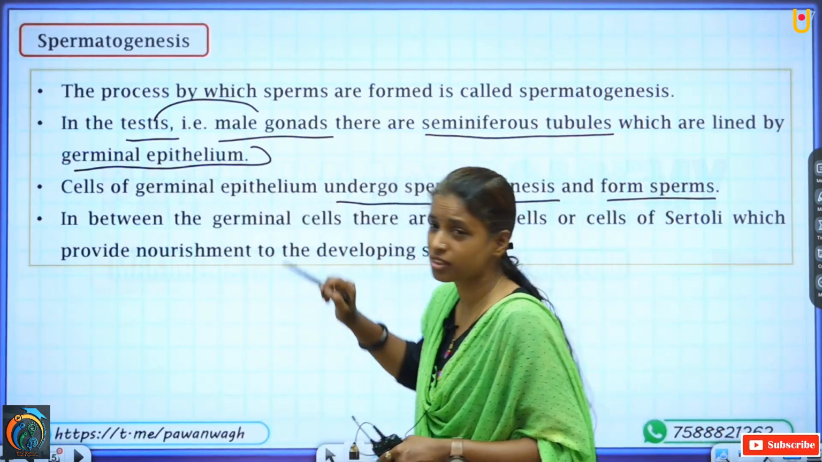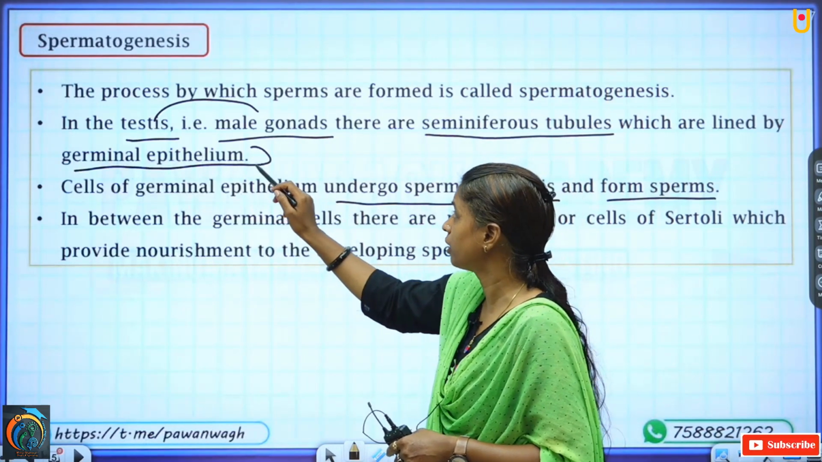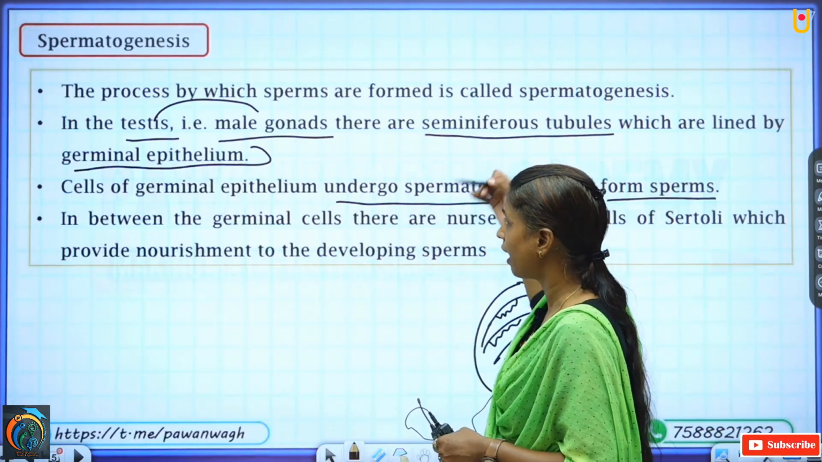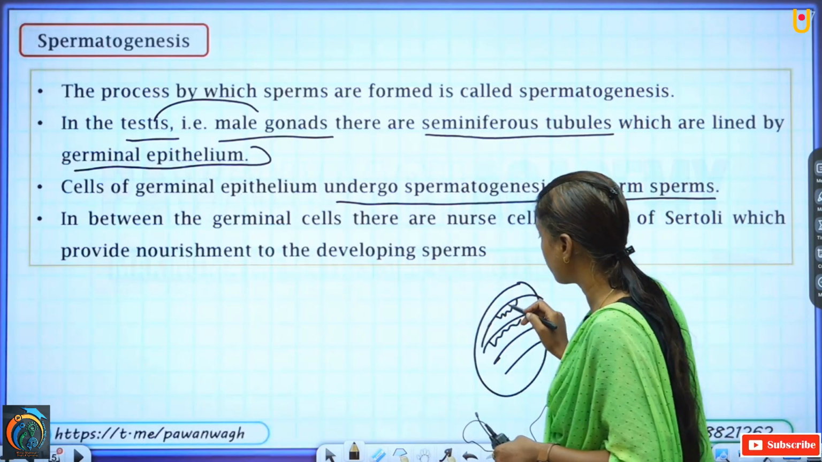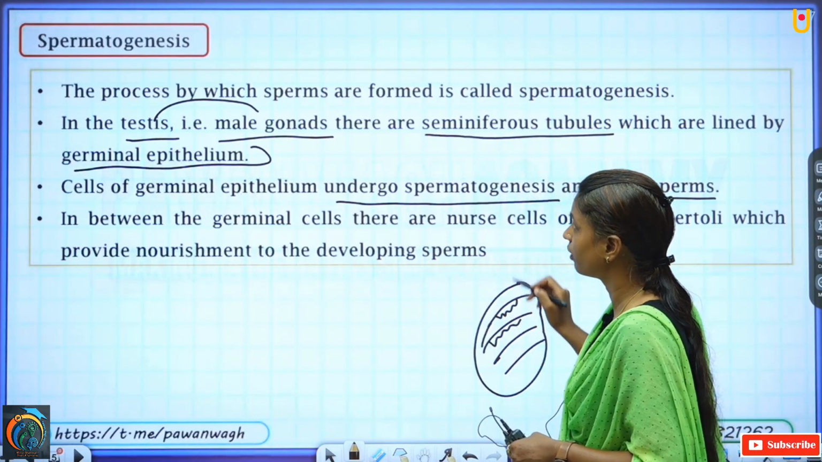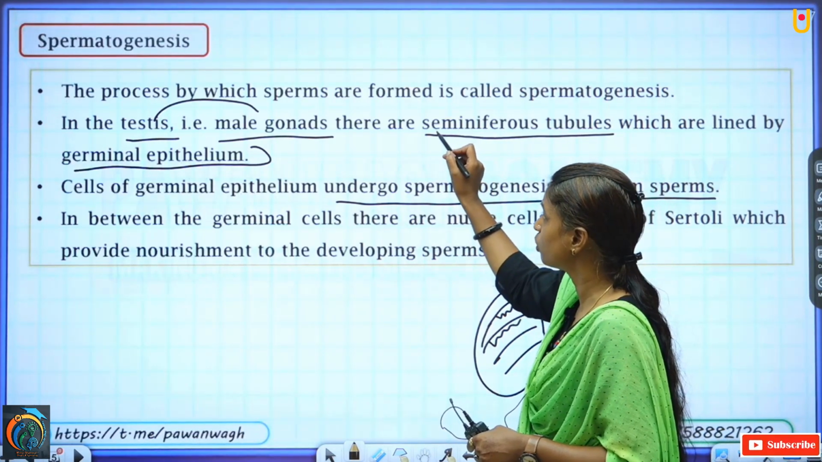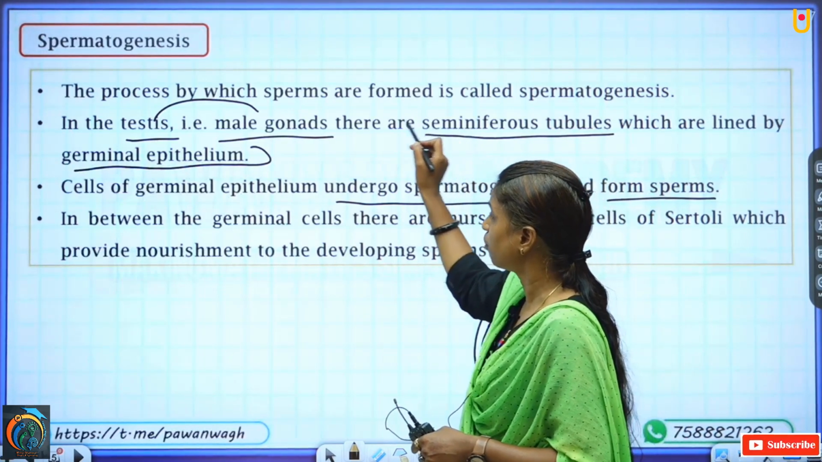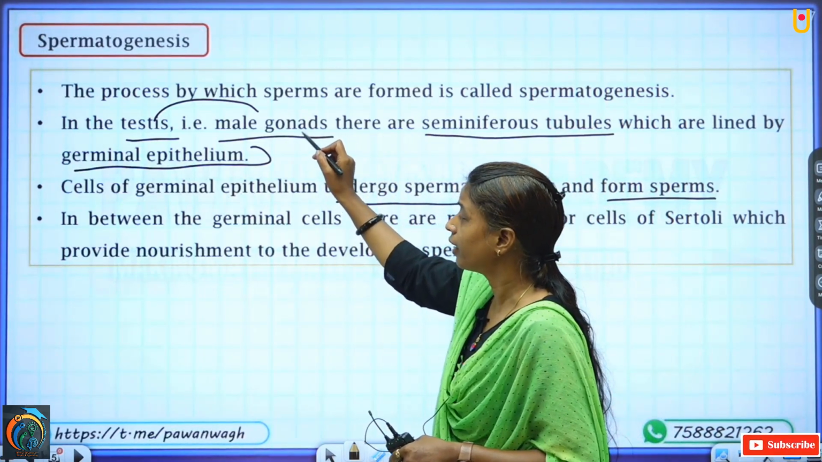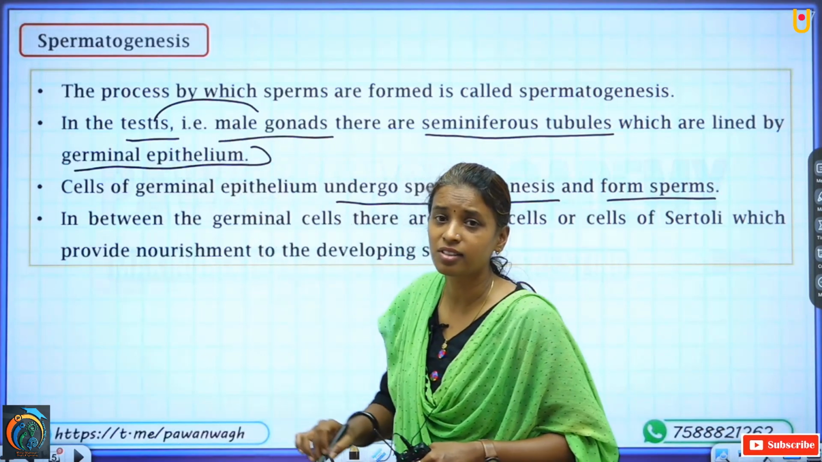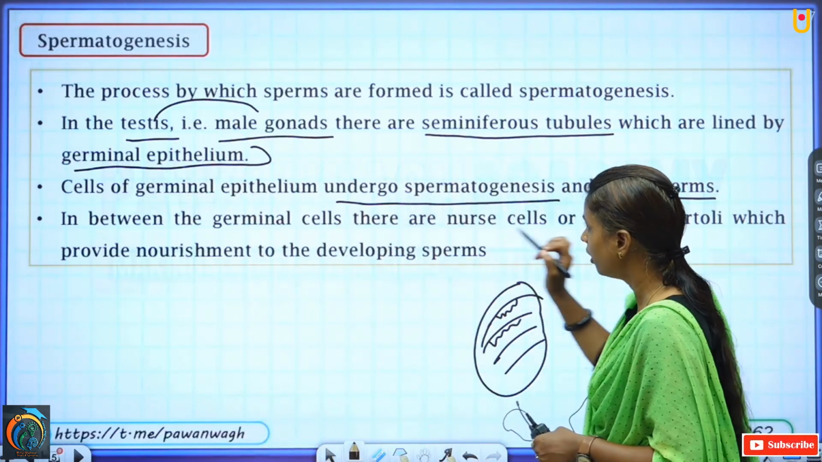Germinal epithelium cell. And these germinal epithelium cells are present at the lining of the seminiferous tubule. And the seminiferous tubules are a part of the male gonad, and they are present inside the testes region.